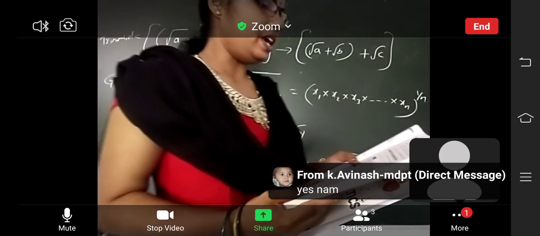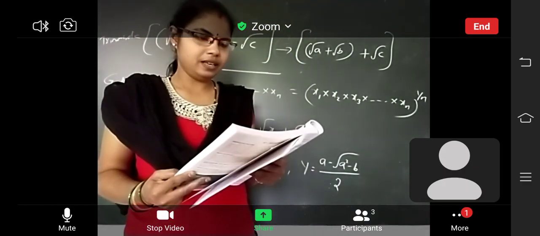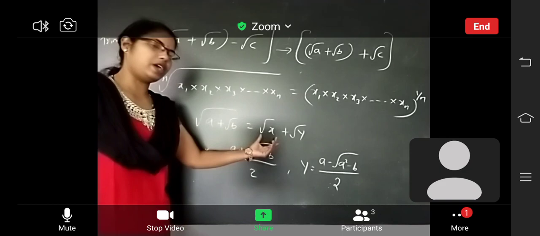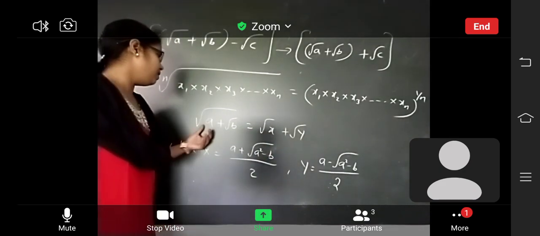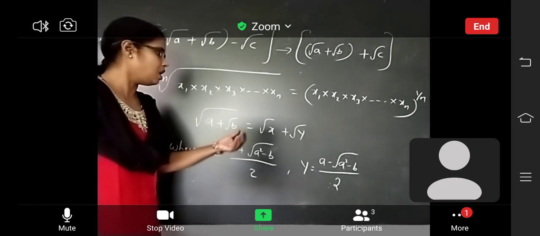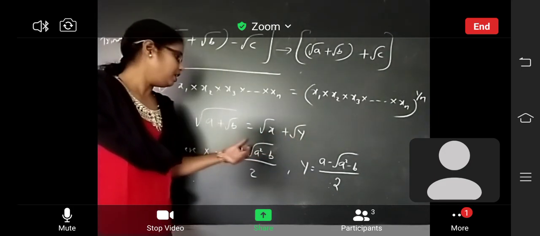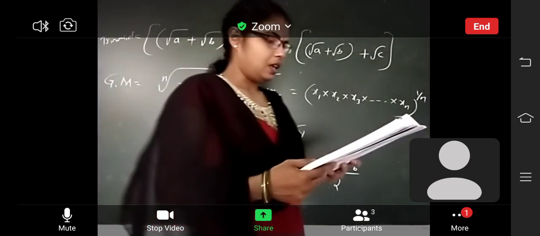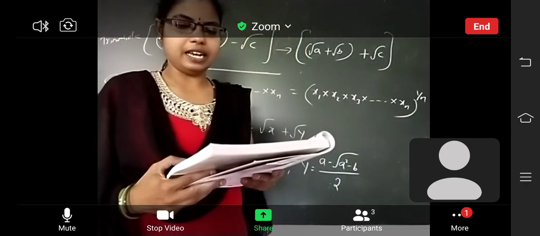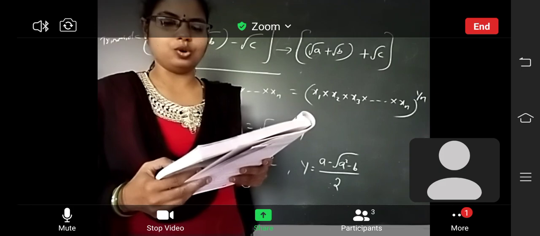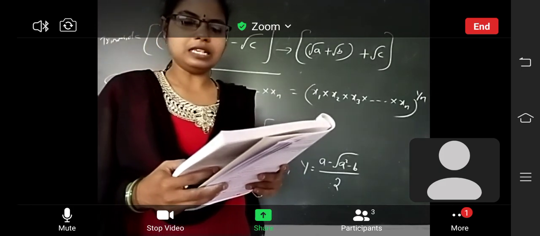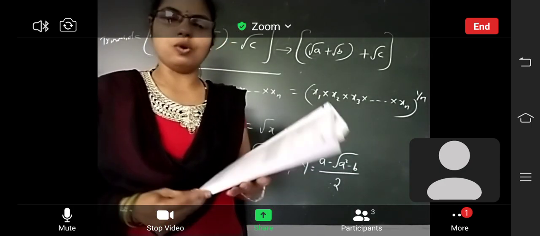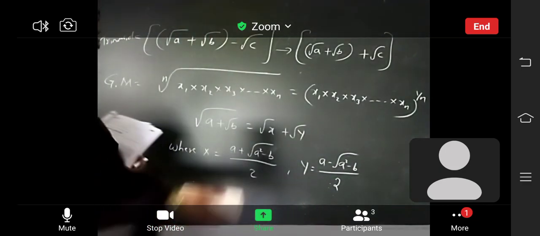Next, see the note. If a is a rational number and root b is a surd, then root of a plus root b is equal to root x plus root y. And if square root of a minus root b is given, you write root x minus root y; here you get minus, so change the sign. Next, if a, b are positive rational numbers, then the square root of a plus b plus or minus 2 root of ab is equal to plus or minus root a plus or minus root b. Next one is the square root of a trinomial quadratic surd.